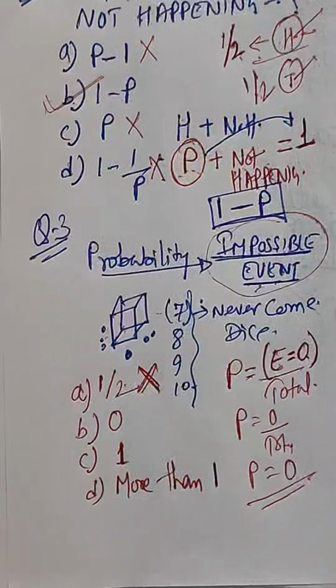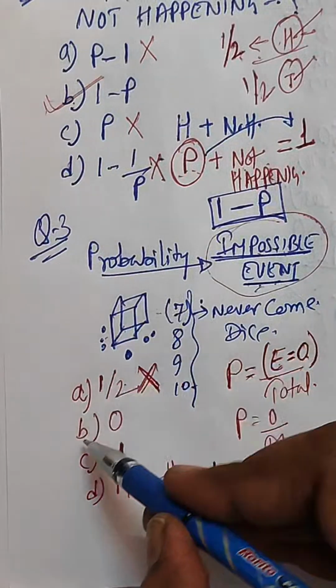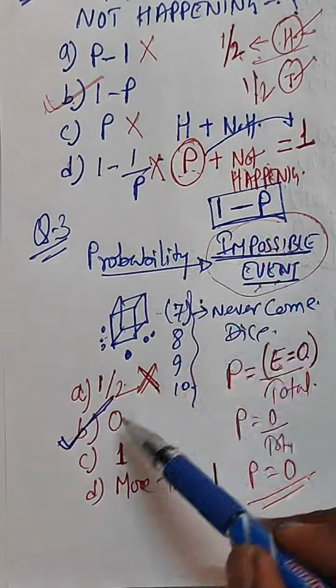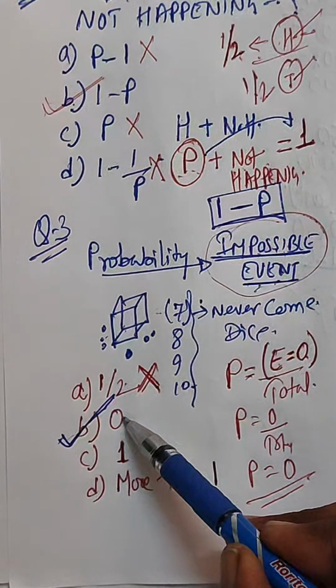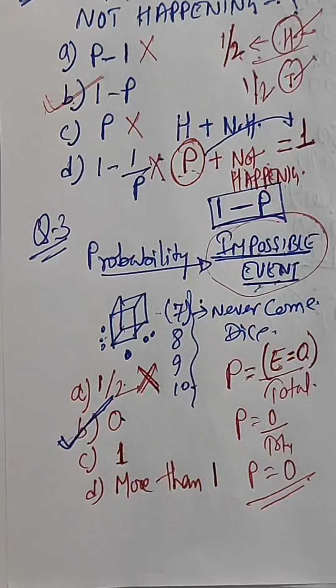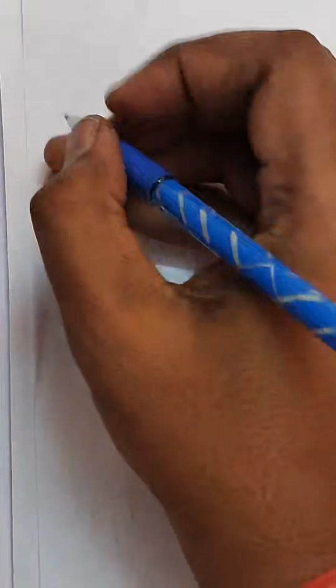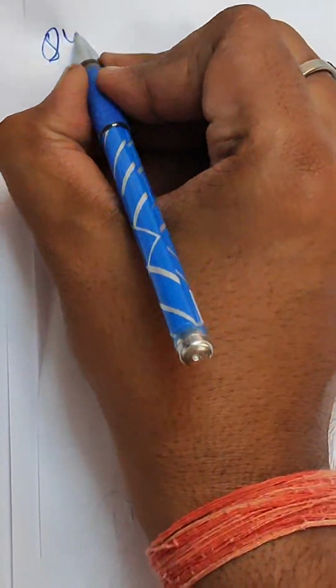So what is the correct option? The correct option is option B. That is, the probability of an impossible event is always 0. Right? Now, coming to question number 4 of today's MCQ series. In question number 4, what is the probability of a sure event?